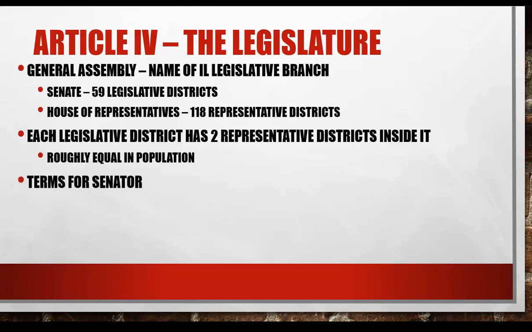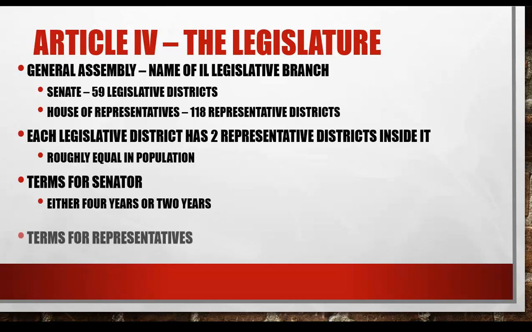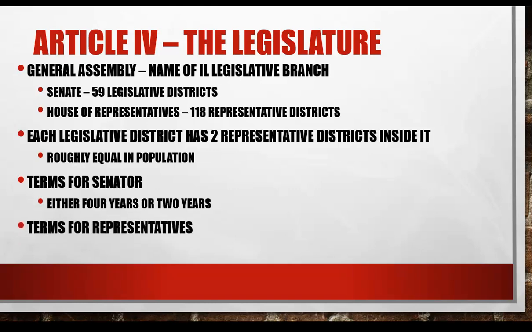The term of office for a senator is either 2 years or 4 years. There are some senators that serve for 2. There are some senators that serve for 4. And there's provisions in the document that lays out how you decide which senators serve for longer. The terms for representatives are 2 years across the board. All representatives serve for 2 years.